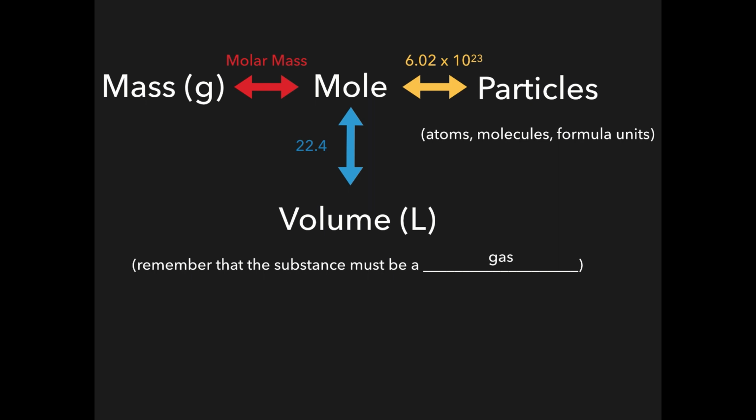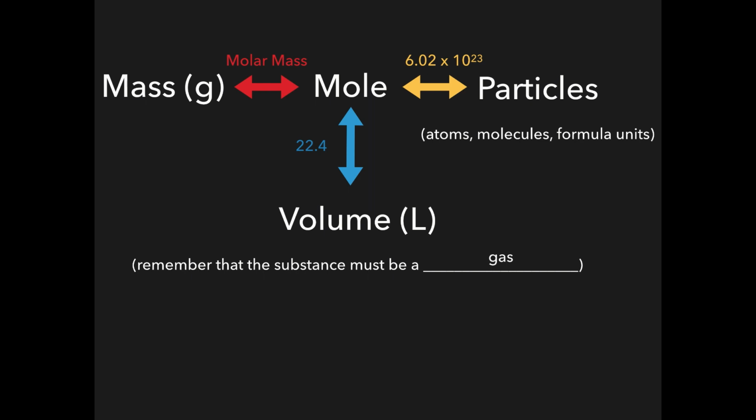Looking at this now, I can go from volume into mass, or volume into particles. I can say, if I know the volume of a gas, how many particles will it have? In order to do that, you first need to get into moles by using the conversion factor. If it is a gas at STP, you can use the conversion factor that 22.4 liters equals 1 mole. If you've got particles, you can use Avogadro's number, 6.02 times 10 to the 23rd. And if you have mass, you can use molar mass.